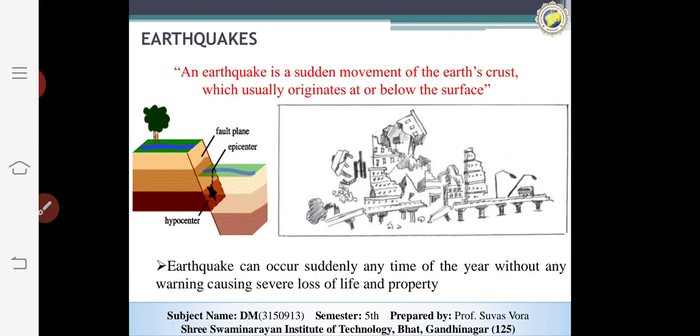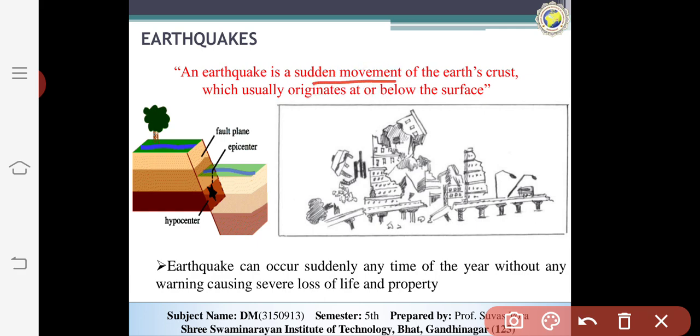Now start with the earthquake. An earthquake is a sudden movement of the earth's crust which usually originates at or below the surface. The outer layer of the surface is solid and is divided into many sections known as plates.